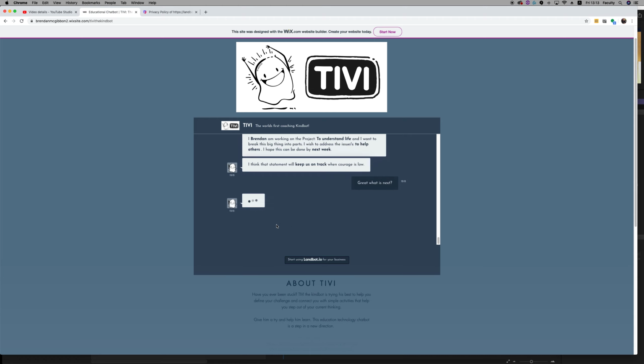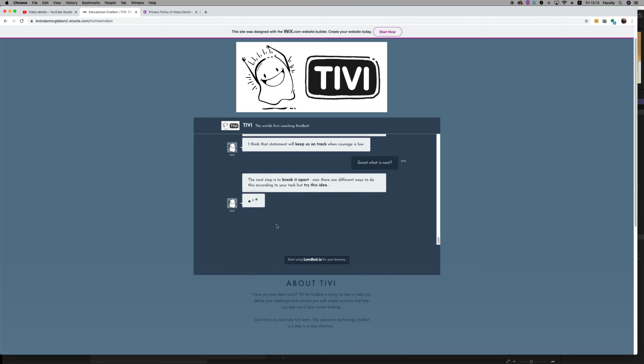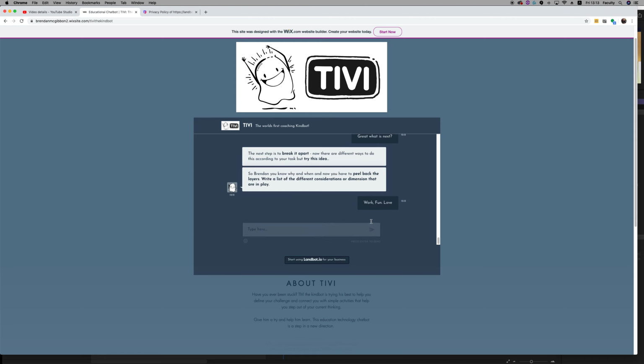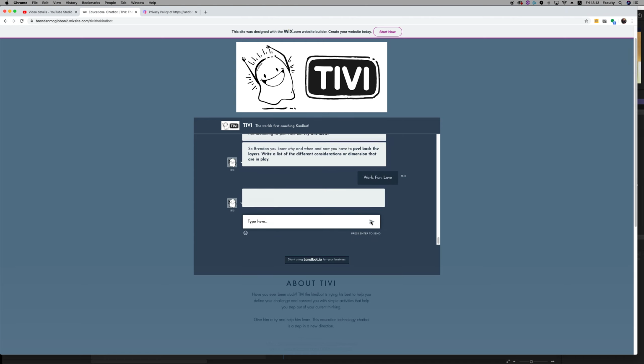Great. So this hasn't exactly given me what I need to break it apart. Oh, I'm going to break it apart. So I have to peel back the layers. What are the different dimensions that are in play? Well, work, fun, love. Could keep going on this. But by writing this in here, what I'm doing is processing. So this is a processing thing.